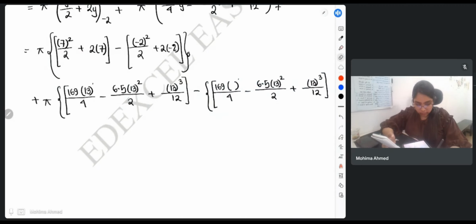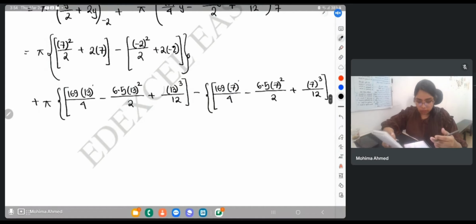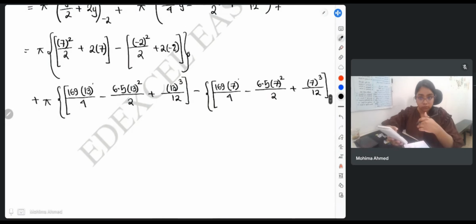Right, so I'll just change inside the brackets. Now it's supposed to be 7, 7 square, 7 cube, right? And that's just it. From this point onwards, you can just use your calculator to calculate all these parts. So you have 7 square divided by 2 plus 2 multiplied with 7. That is 77 by 2.